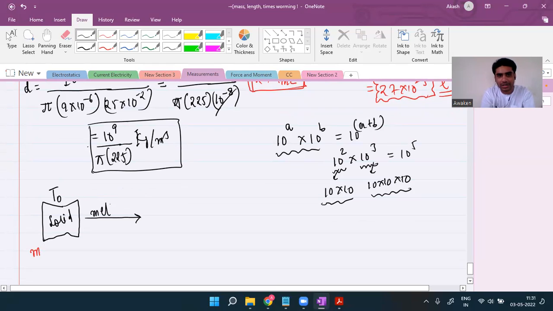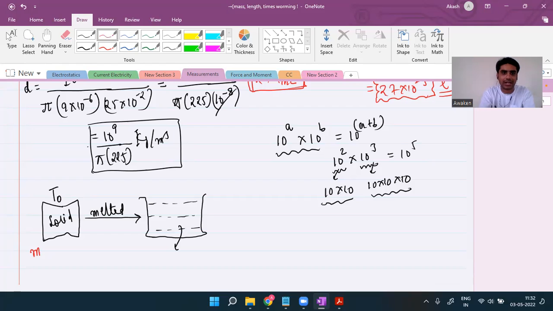Okay. Now this is melted, and in a vessel I keep the contents of it. This is the molten form. So the density of this will be something else. Let's say mass m, density rho, volume v. And let us take m naught, rho naught, v naught. Naught means initial. It's pronounced as naught.